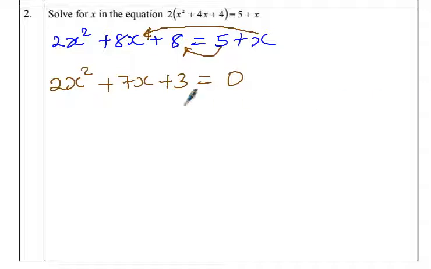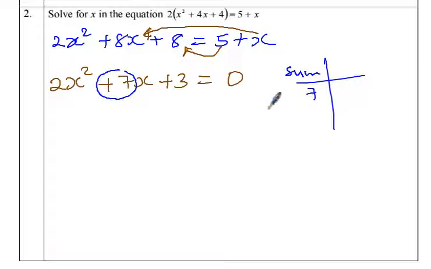Okay, now I want to use sum and product. And when I look at this, remember we already said that this middle term is our sum. So we have a positive number 7. And then our product is when you multiply these two, the coefficient of x squared and the constant here. So when I multiply these two, 2 times positive 3, I have my product as a 6. Oh yes, factors of 6 that can give us a 7.